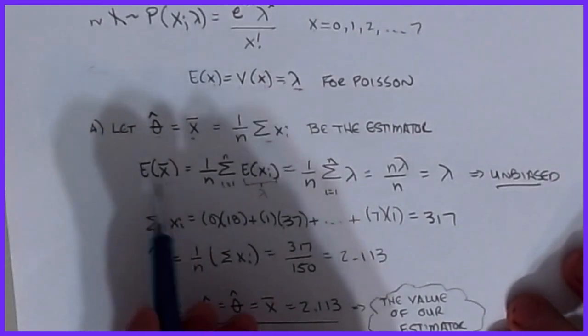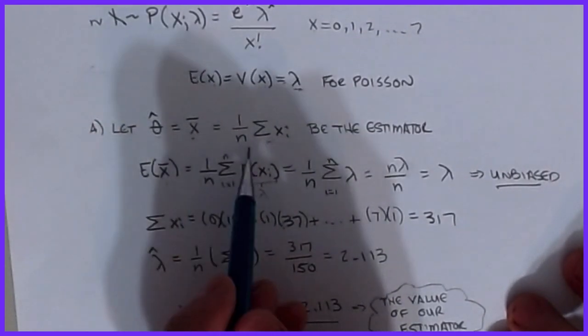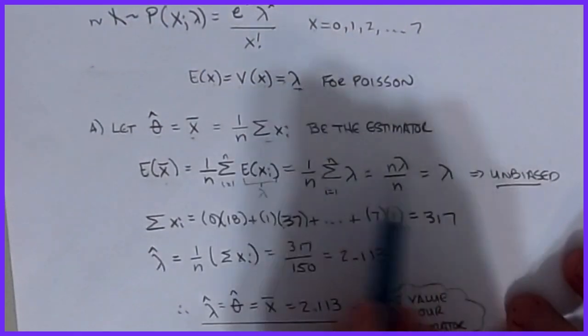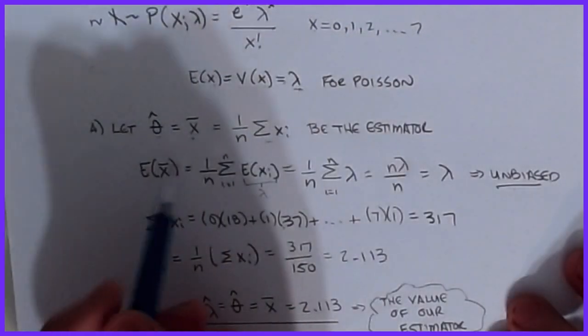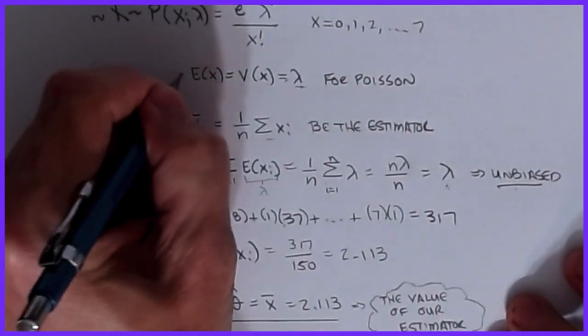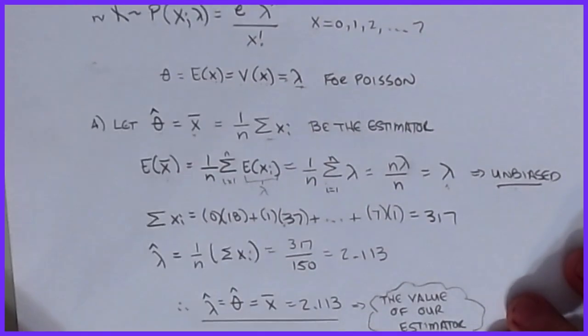So it turns out that x bar, if I define it as 1 over n times the sum of xi, is actually an unbiased estimator: my expected value of x bar equals the parameter that I'm after. Because what we did is we said that that was theta.